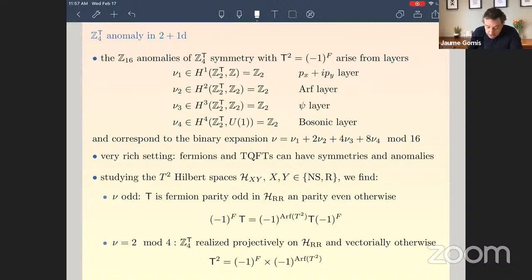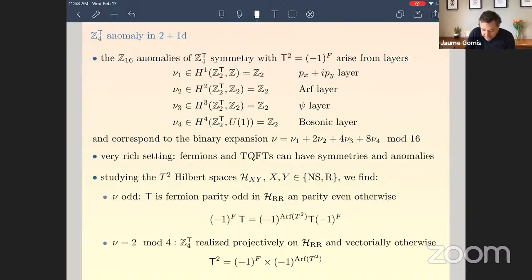Okay, so what we do is study the Hilbert space of 2+1 dimensional systems on a 2-torus. And there are now 4 different Hilbert spaces. You have to specify the spin structure along the 2 circles of the torus. So what do we find by studying the Hilbert space both for fermions and spin TQFTs? We find that for nu odd, when the anomaly is odd, T all of a sudden becomes fermion parity odd in the Ramond-Ramond sector, and it's parity even otherwise.